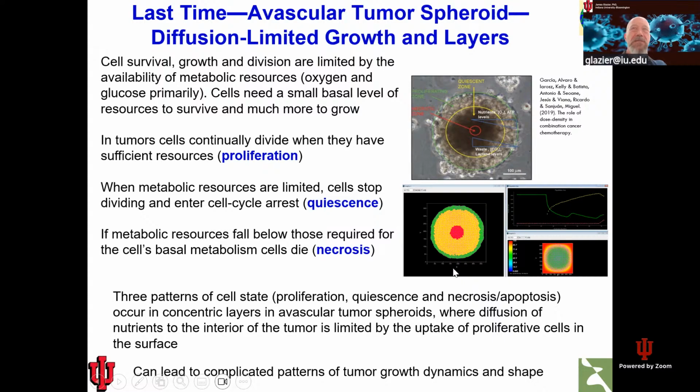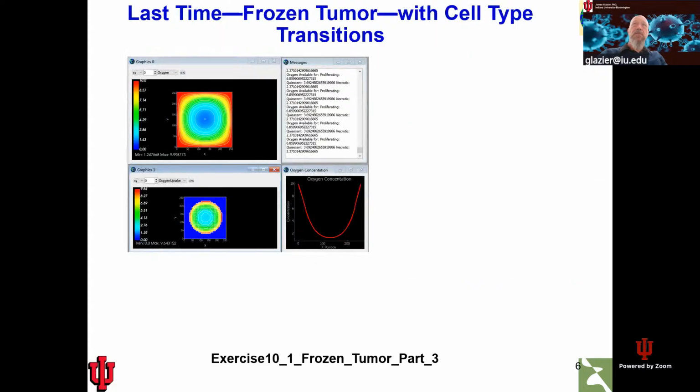When you're simulating real cells that move around, it doesn't come up, but in these slightly artificial cases, you notice it. All right. So we did the frozen tumor with type transitions, and the goal here was to look at the oxygen concentration in the frozen tumor first, and then try to come up with reasonable thresholds for the type changes.